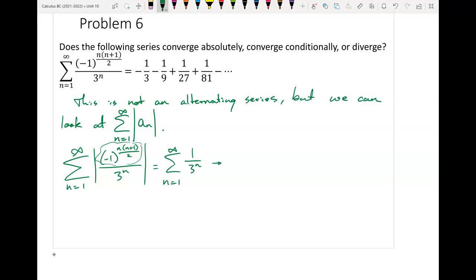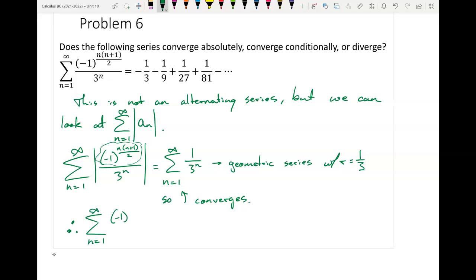But this is a geometric series with r equal to 1/3. So this converges, and since the absolute value of the series converges, we can conclude, therefore, that our original series, with all that crazy (-1)^n times (n plus 1) divided by 2 power divided by 3^n, converges absolutely.